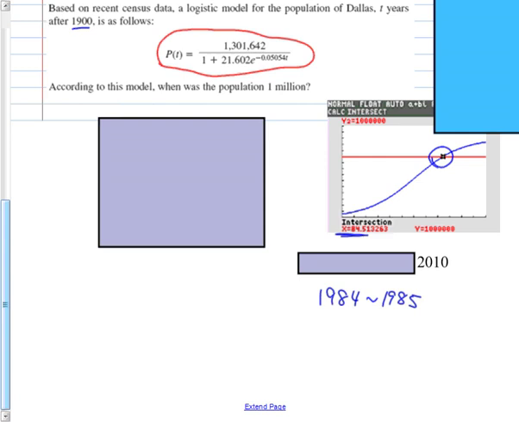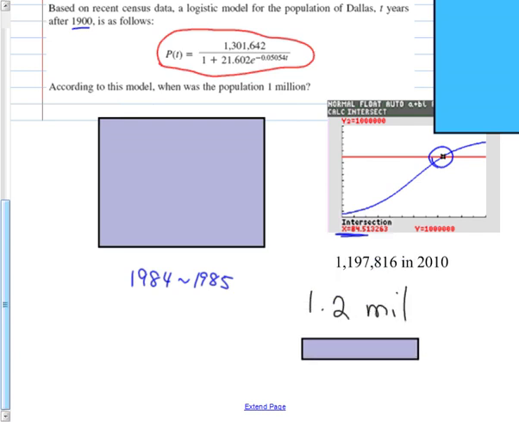1.2 million? Yeah, that's not right. Anybody else? I got 1.2. Okay, 1.2 million. Here was the actual population. Ooh, that's close. That's 1.2 million. That's really good. So this is real data that we're working with here on that one.